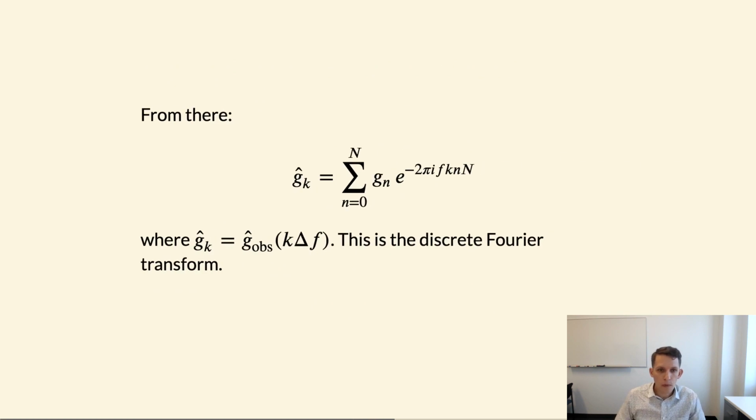All right. So from there, we basically get that g hat sub k is equal to the sum from 0 to n of g sub n e to the negative 2 pi i f k lowercase n over capital N, where g sub k is equal to g observed at the specific frequency k multiplied by delta f. Okay? So this equation is the discrete Fourier transform.